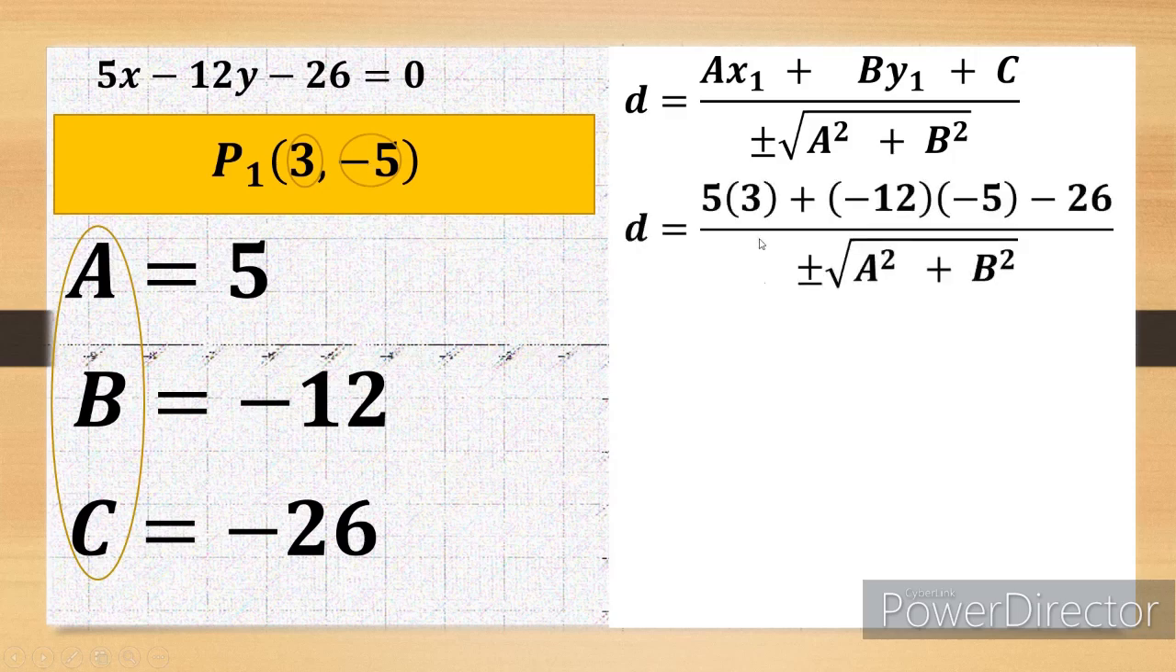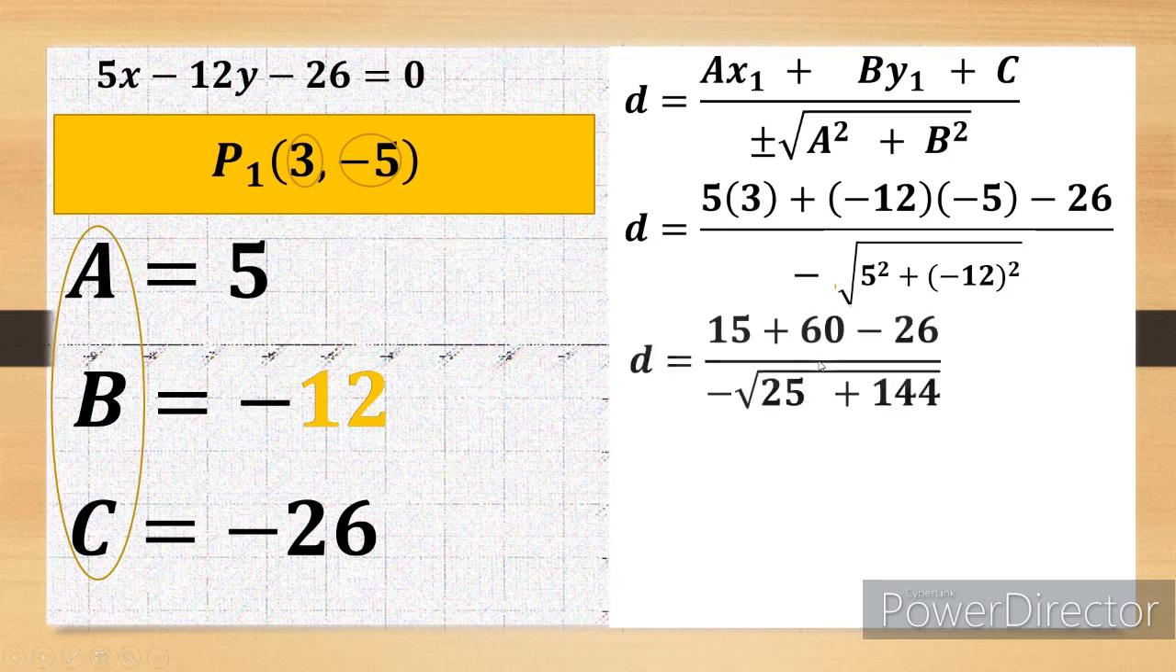Next substitution, we have a is 5 times x sub 1 is 3, plus our b is negative 12 times y sub 1 is negative 5. Our c is negative 26. So, we have here minus 26. And for our denominator, so our b is negative 12. So, we will be using the negative sign here. So, we have negative square root of our a is 5. So, we have 5 squared plus negative 12 squared.